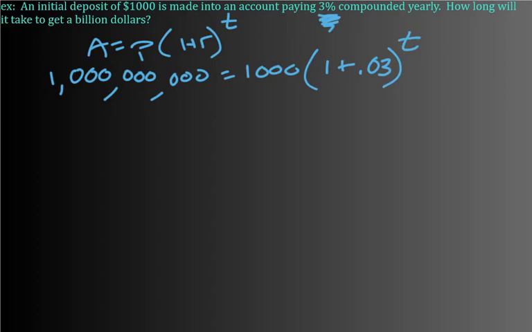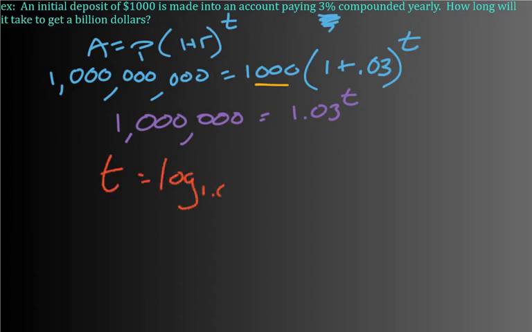I would simplify by dividing by this 1,000 right here first. So if I do that, I'll get 1 million now equals 1.03 to the t. And then we should know at this point how to cancel off that exponential. You just take log base 1.03 of 1 million. And honestly, that's the answer.